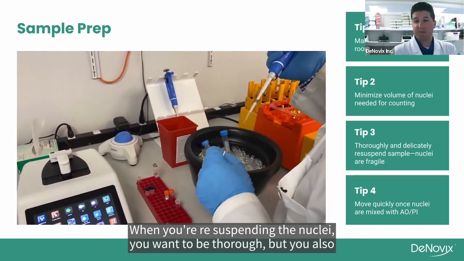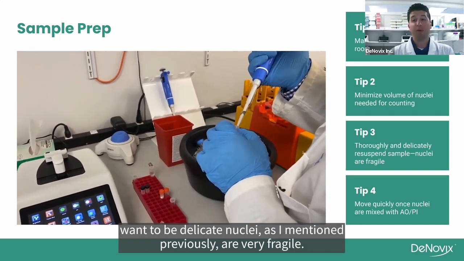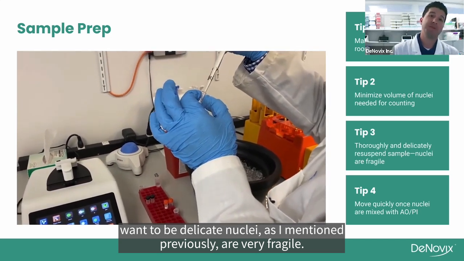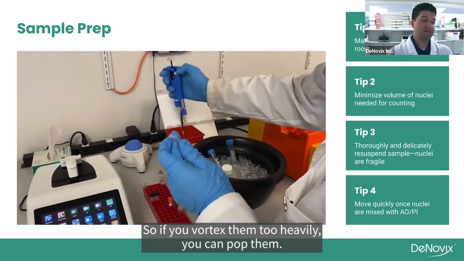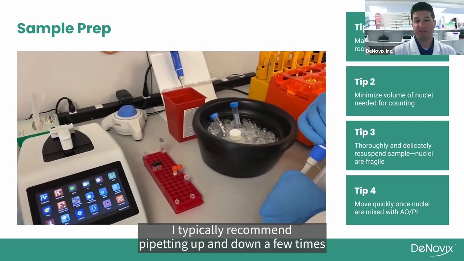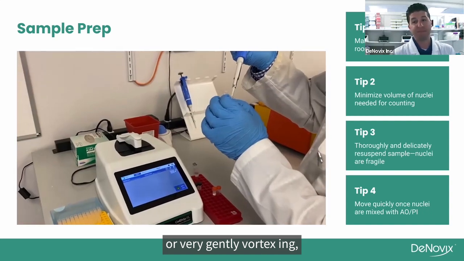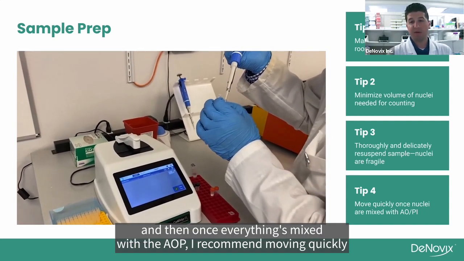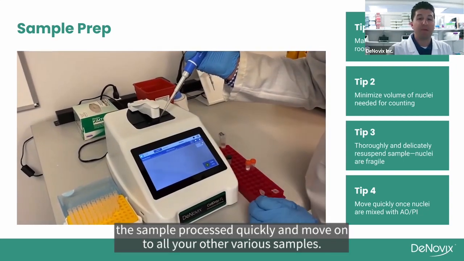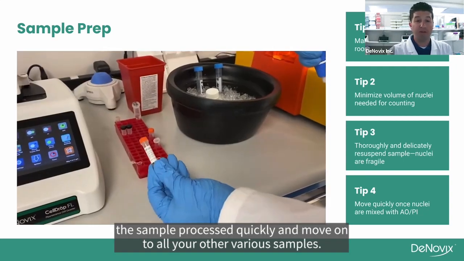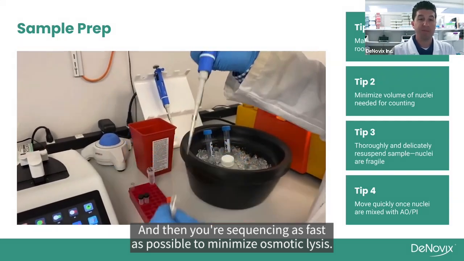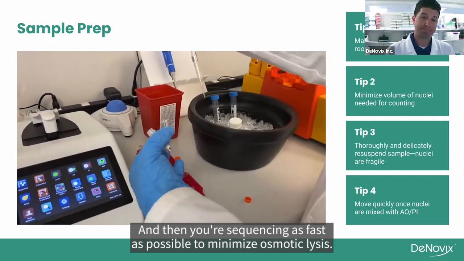When you're resuspending the nuclei, you want to be thorough, but you also want to be delicate. The nuclei, as I mentioned previously, are very fragile. So if you vortex them too heavily, you can pop them. I typically recommend just pipetting up and down a few times or very gently vortexing. And then once everything's mixed with the AOPI, I recommend moving quickly so that you can get the sample processed quickly and move on to all your other various samples and then your sequencing as fast as possible to minimize osmotic lysis.